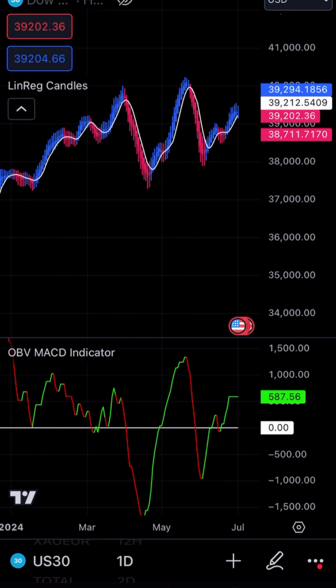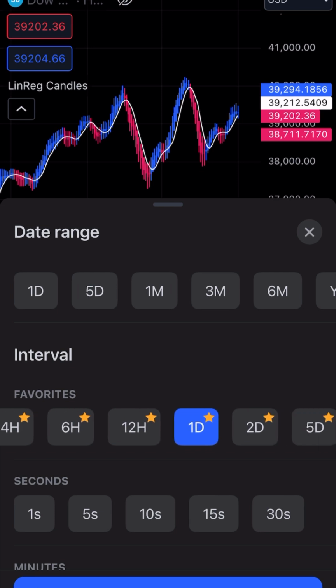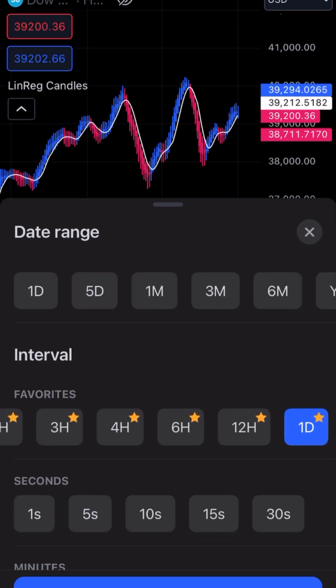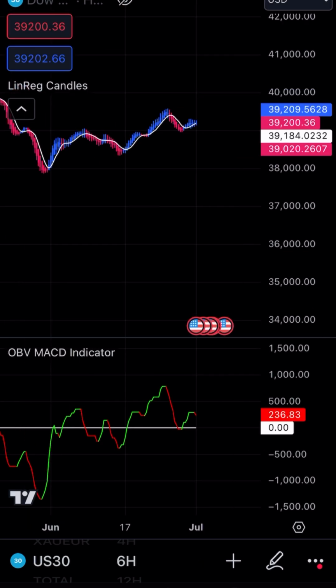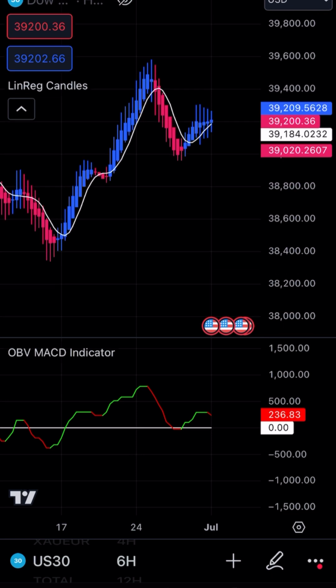So anyway, that's what I look for. I prefer doing it on the daily, but let me show you guys how to do this on a smaller time frame. Now, if I don't find the signal on the day, I'll go down in time frames. So we'll go check the 6 hour here. We'll see if we see anything.